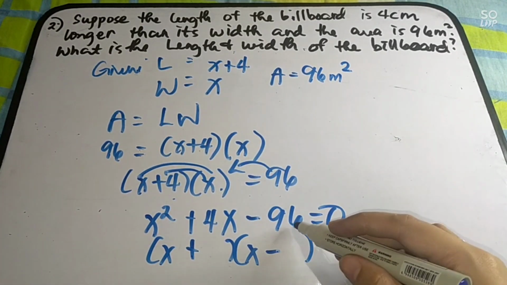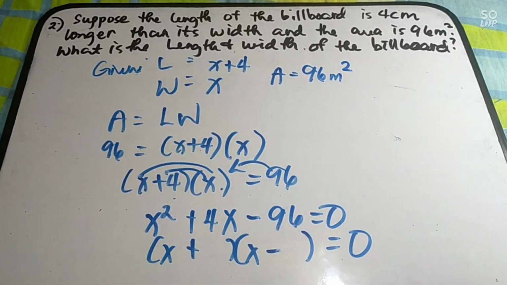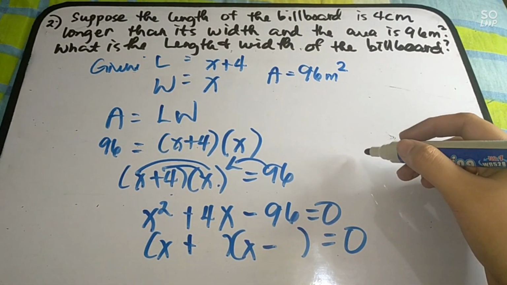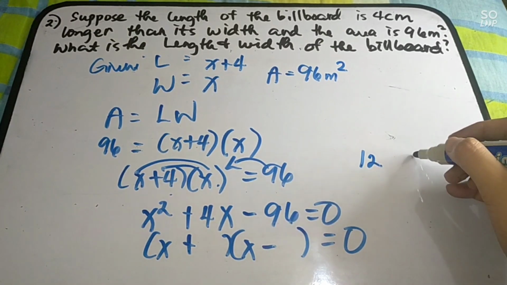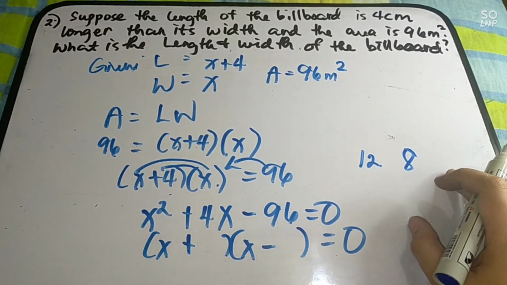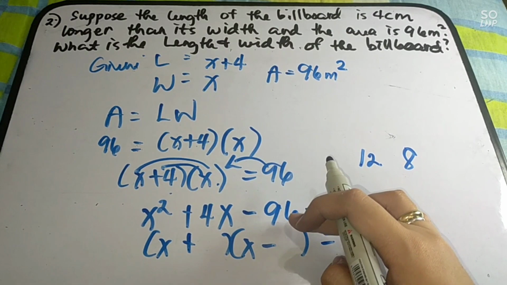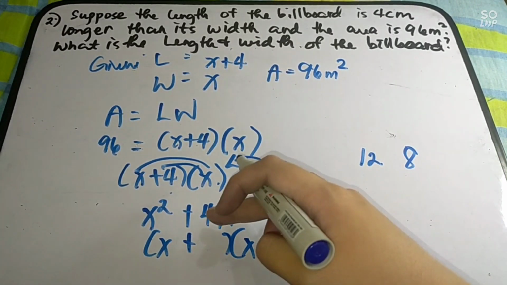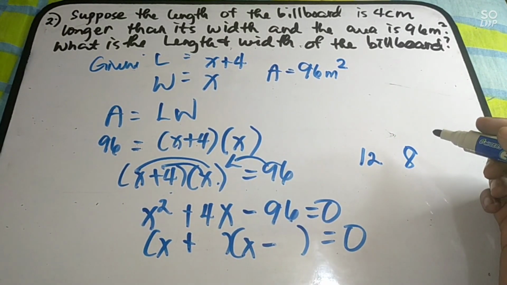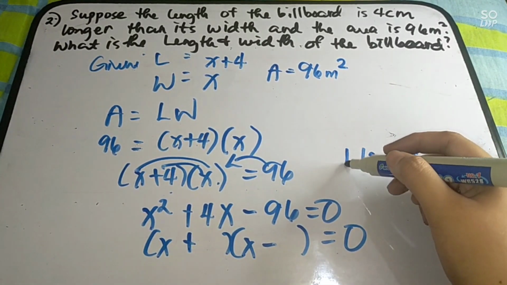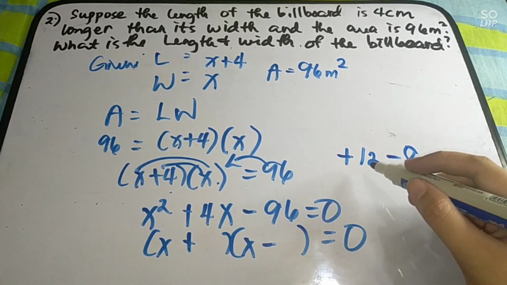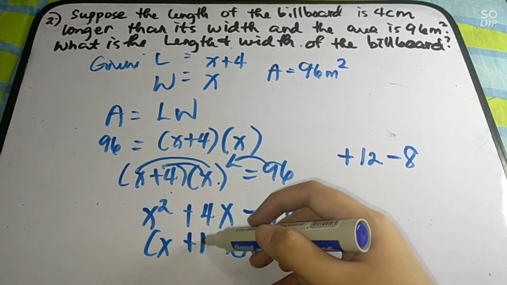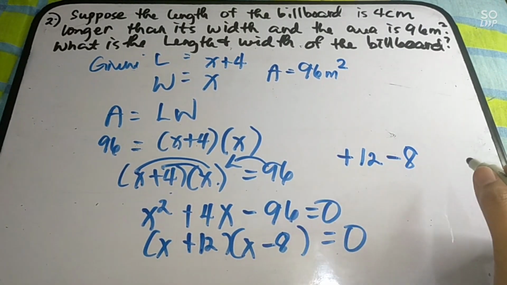We are going to think of the factors of 96. Pag sinubtract natin, the answer is 4. So, if you are going to think of the factors of 96, we have here 12 at saka 8. 12 times 8, the answer here is 96. Then, kapag sinubtract natin siya, 12 minus 8, the answer is 4. Yun nga lang, it is positive. So, dapat yung positive sign ay nasa higher number. Plus, then minus. So, 12 minus 8, the answer is positive 4. So, we have the correct factors na. Ito ay plus 12, ito ay minus 8.